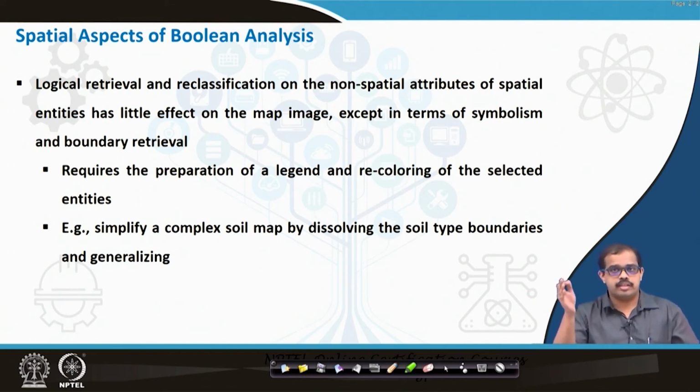Otherwise, it does not affect much. Just putting a color, putting a shape, whatever you represent in the form of different colors, etc. So, all those things are only affected, but it does not really affect the map. But it requires the preparation of a legend and recoloring of selected entities, and simplifies a complex map by dissolving soil type boundaries. For example, if there is a map which is representing soil type boundaries.